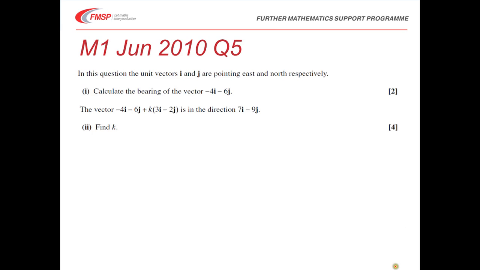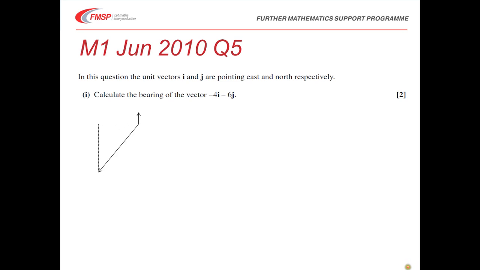Let's move on to the next question. We've got, again, the full question here if you wanted to pause and have a look. So let's have a look at part 1. It says, calculate the bearing of the vector -4i - 6j.